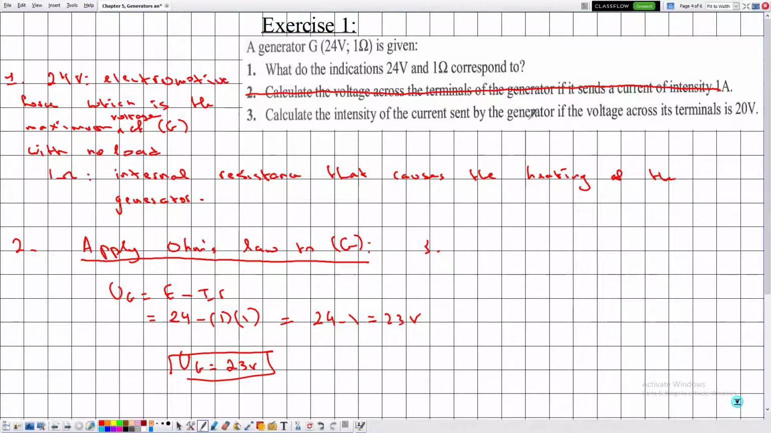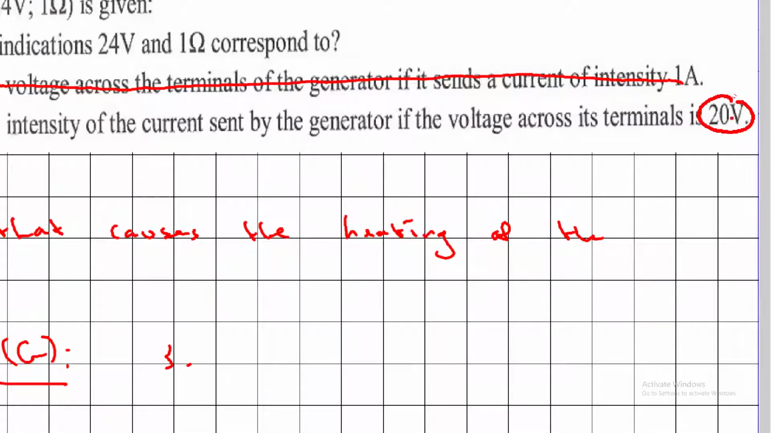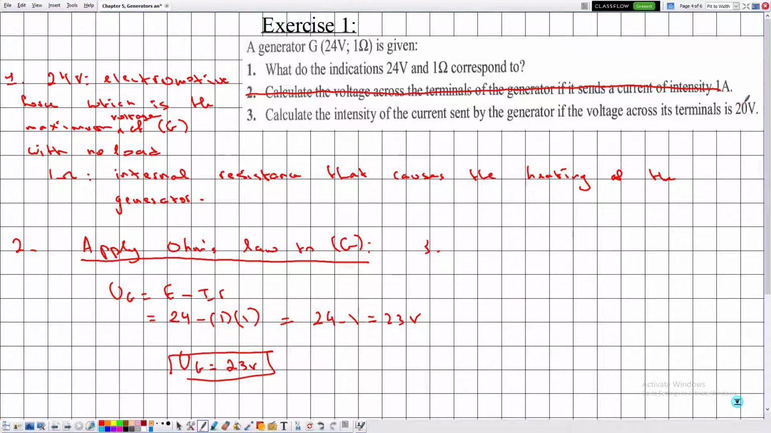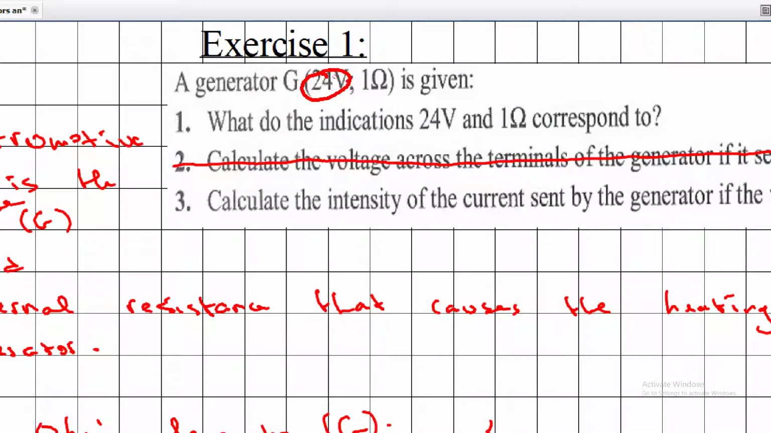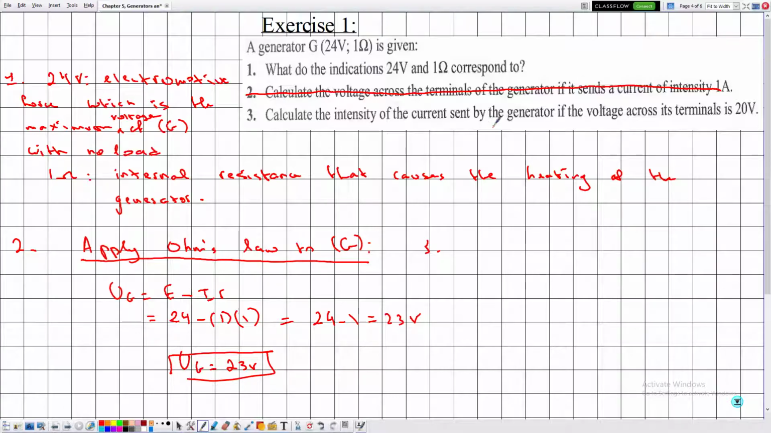They are telling us in number 3 to calculate the intensity of the current sent by the generator if the voltage across its terminals is 20 volts. So this voltage represents the 20 volts. As a verification, it's less than the electromotive force. Then the value of the current can also be determined using Ohm's law. So apply Ohm's law to G. And in this case, Ohm's law is given by UG is equal to E minus IR. And we are interested in determining the value of I.